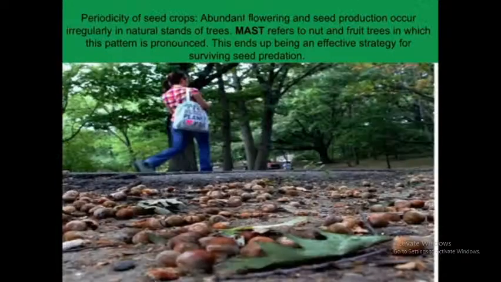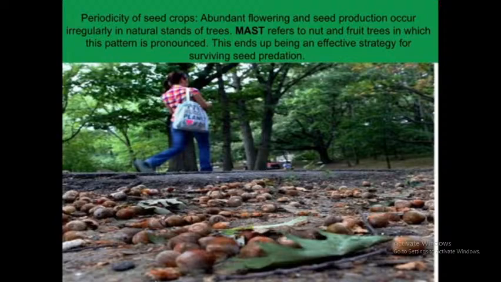And now the plants also, so not only do we have to accommodate their flowering cycle, their pollination cycle, we also have to accommodate their reproduction cycle. And sometimes they put on heavy crops, sometimes light crops. Abundant flower and seed production occur irregularly in a lot of trees. Mast are nut and fruit trees, in which that pattern is especially pronounced.